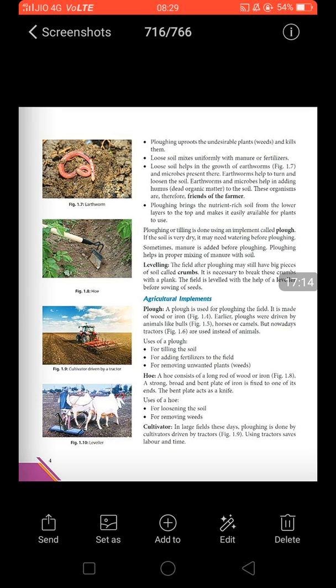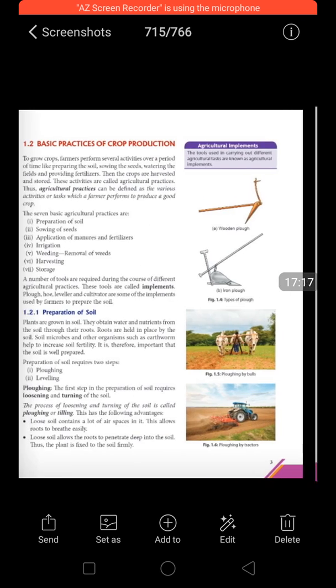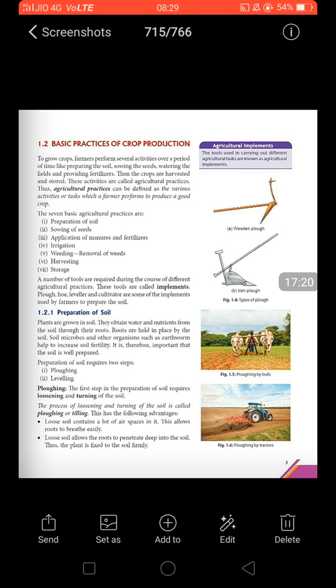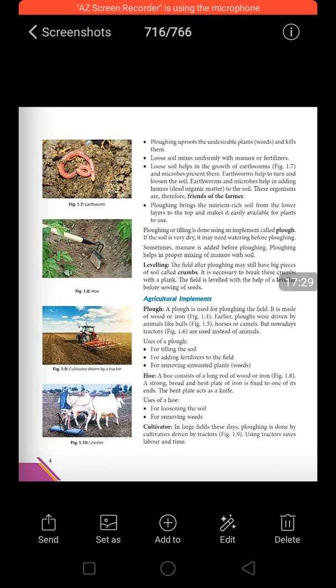Plowing or tilling is done by using the instrument plow, as was shown on the previous page in figure 1.4. A and B both are plows, but they were used in earlier times. Nowadays they have been replaced by cultivators. Next, sometimes manure is added before plowing. Plowing helps in proper mixing of the manure with soil. As you all know, when the field is empty, our farmers spread manure in the field, and then plowing is done. After plowing, the manure mixes nicely with the soil. This is the benefit of plowing.